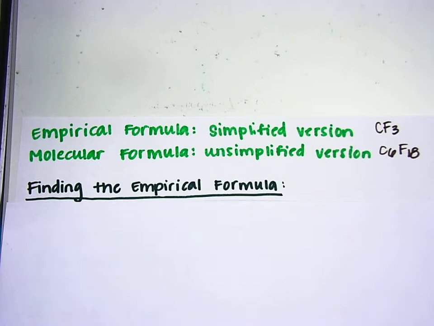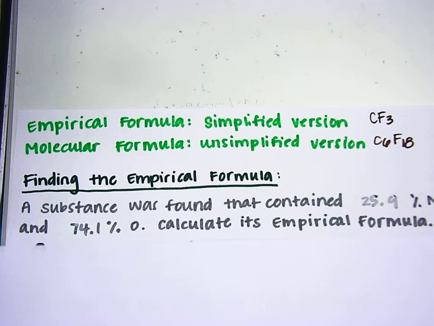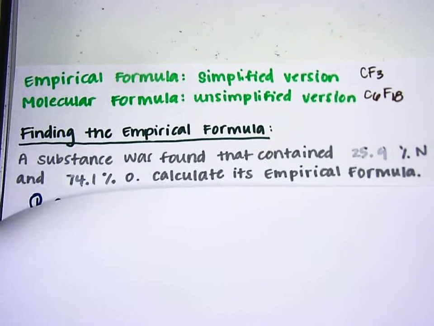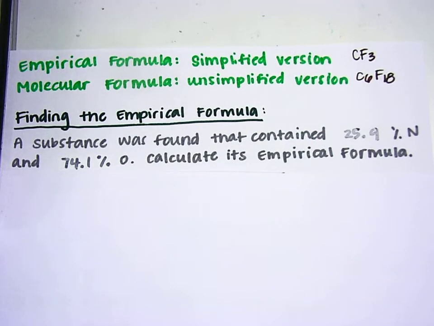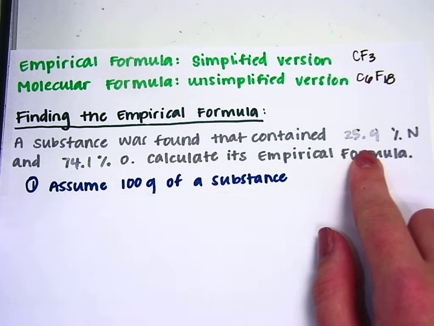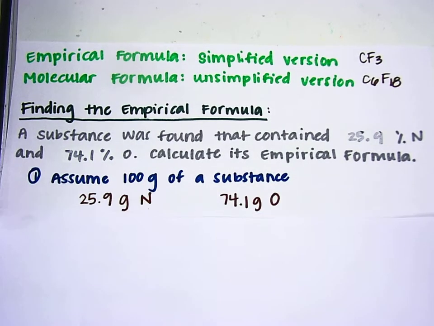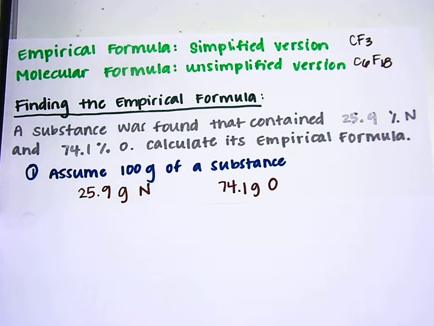So, if we are finding the empirical formula, we'll probably be given a percent composition. For example, we have a substance that was found. It contains nitrogen and oxygen in these percents. We're going to calculate its empirical formula. And we are going to do that by assuming that we have 100 grams of each substance. The reason that we say 100 grams is because if we have 25.9% of 100 grams, that's the same thing as 25.9 grams. So we can basically convert straight from percents to grams, which is what we do in step 1.